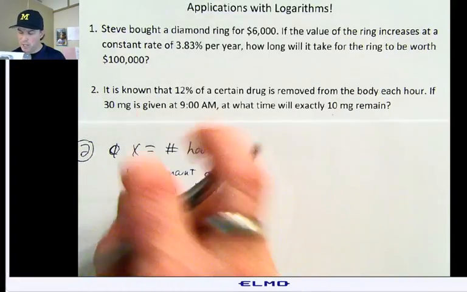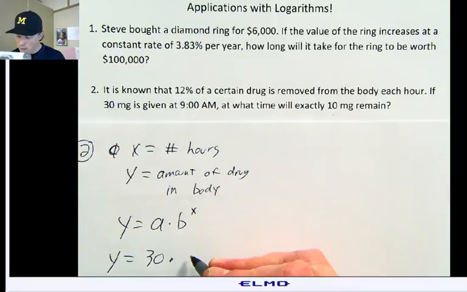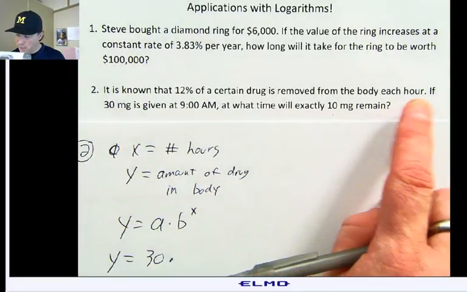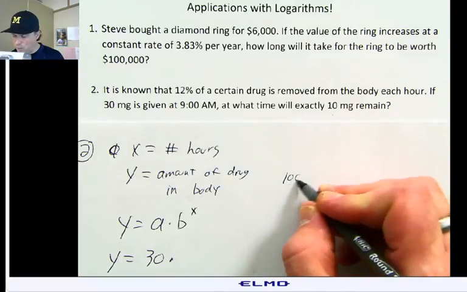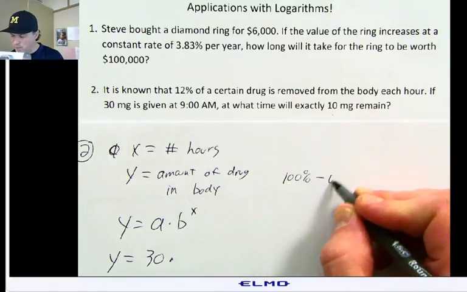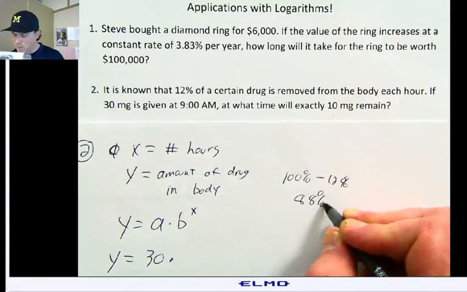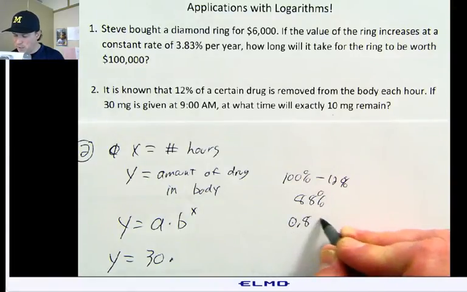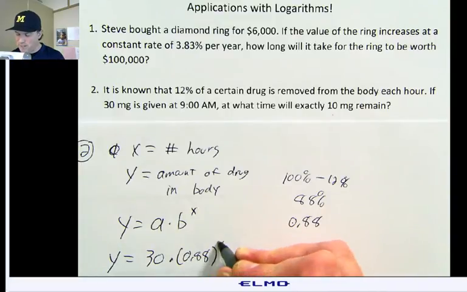We initially had 30 milligrams. And then each hour, 12% is removed. So 100% minus 12%, that's 88%, but then you change that to a decimal, 0.88. So 0.88 raised to the x power.